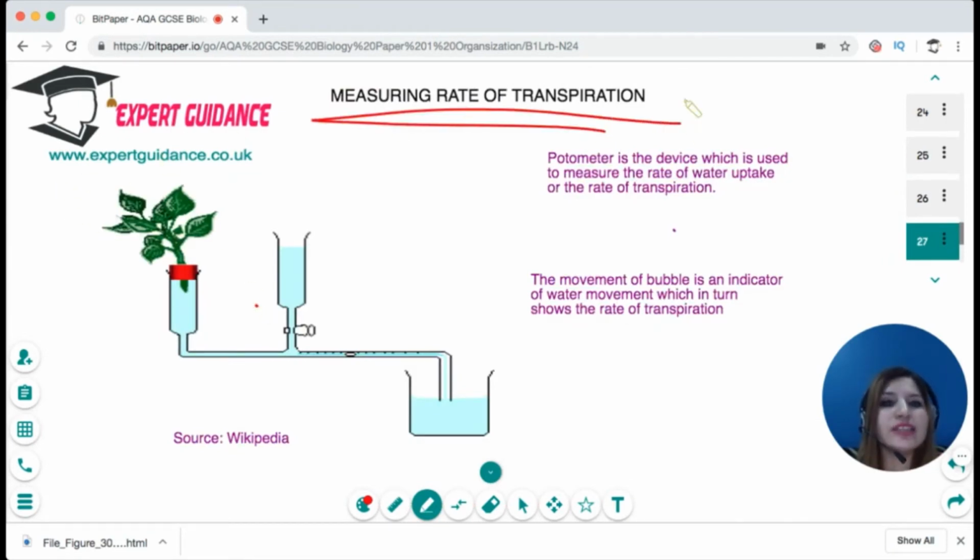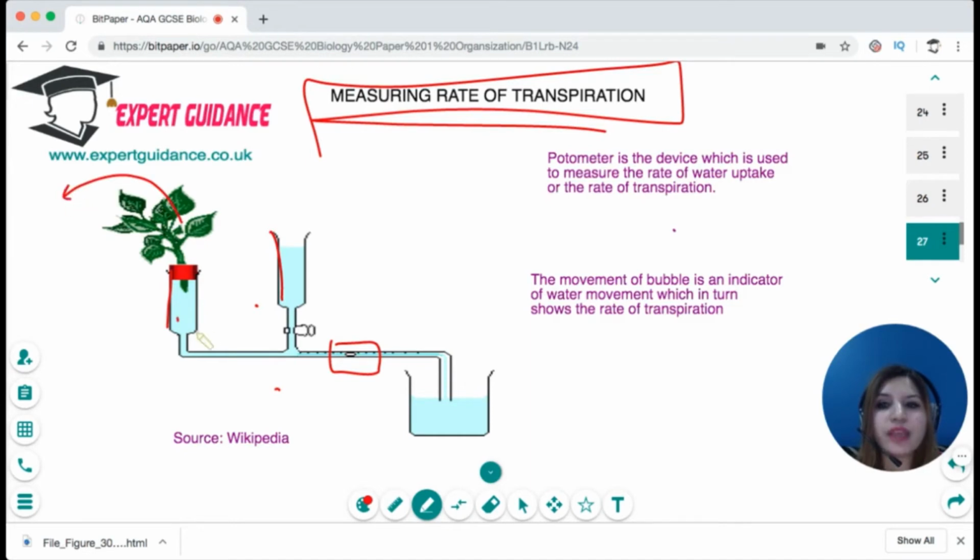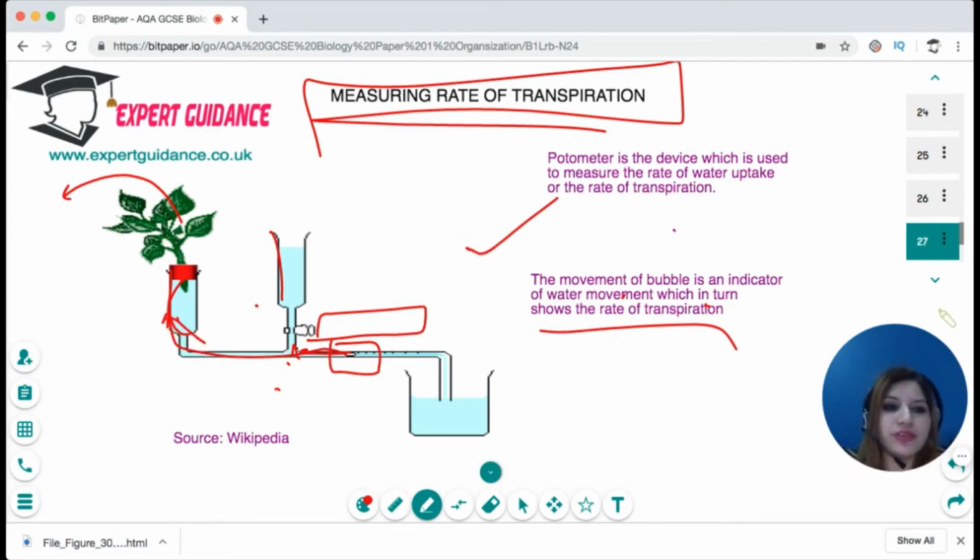I think you must have done this experiment. This is a potometer. In a potometer, there's a glass tube, there's a reservoir of water, and there's a beaker, and there's an air bubble. As the plant loses water, it will try to take up this water and this bubble will move. You will use a scale and measure how much the bubble has moved. The movement of the bubble is an indicator of water movement, which in turn shows the rate of transpiration. So we assume all the water that it is taking up is equivalent to the rate of transpiration of water.